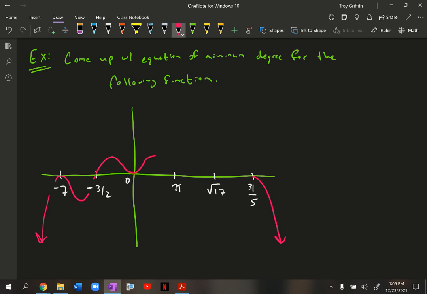Let's bounce at 0. Let's go through at pi. Let's bounce at the square root of 17. And then let's bounce at 31/5. Okay, all right. So taking a look at this graph.